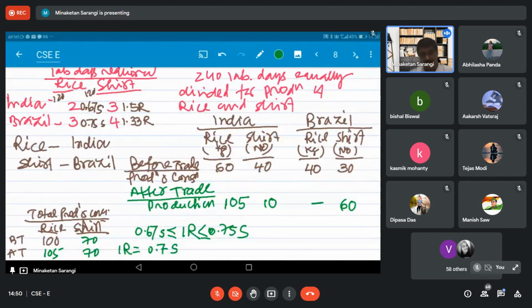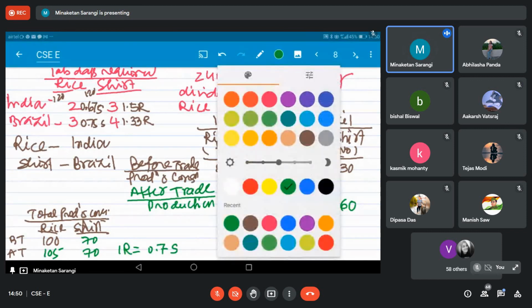Now, if this is the rate of exchange, then what will be the trade? Next, after production, we are coming to what will be the trade.